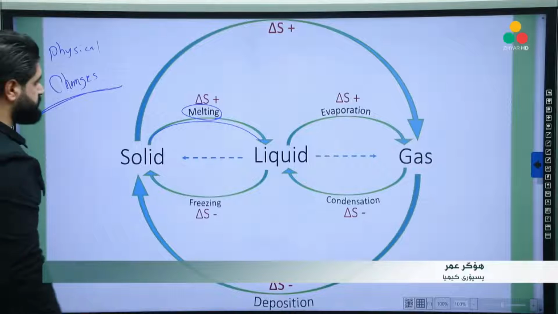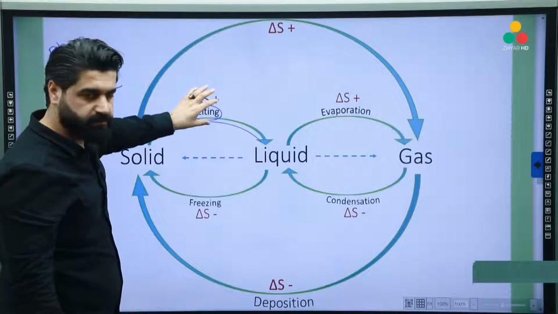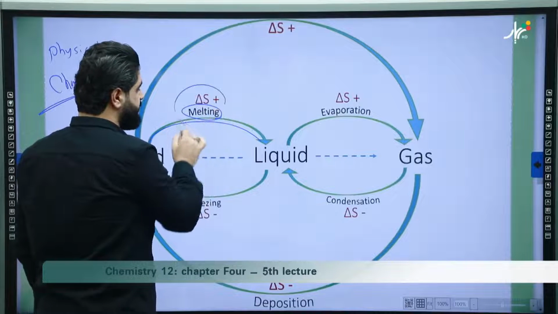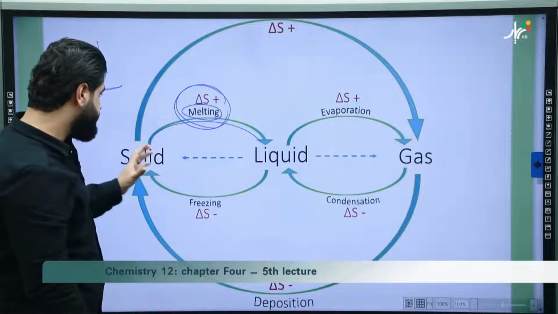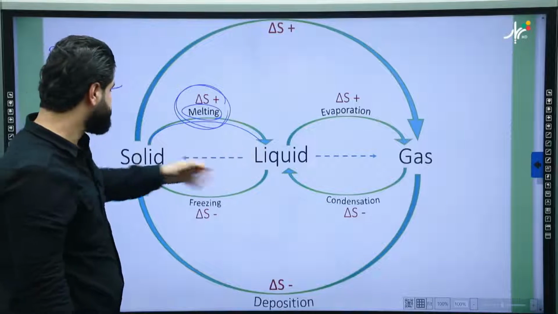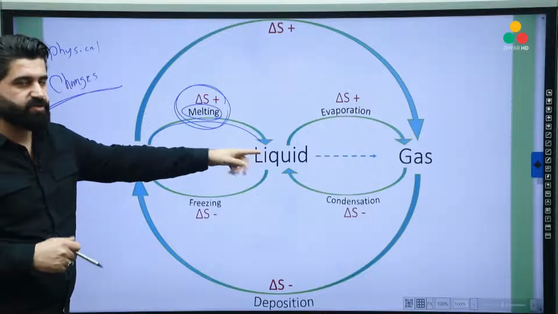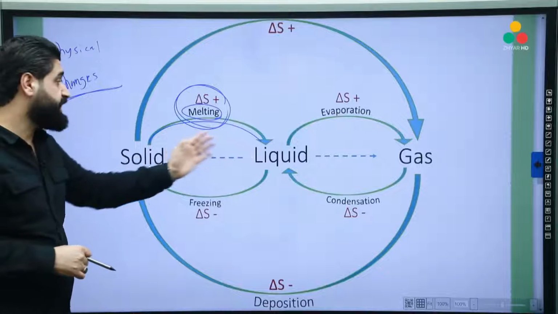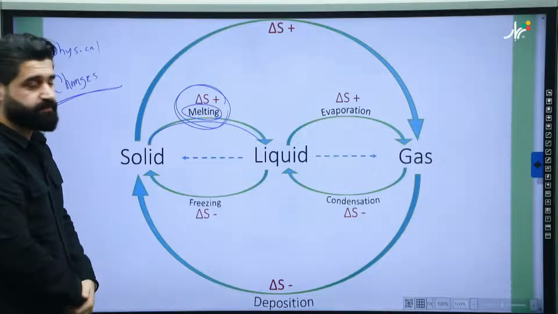These are physical changes. Conversion from solid to liquid is called melting. In melting, delta S is positive. If we compare particles in liquid to the solid, which one moves faster? Of course, the liquid. So which one has higher randomness? Of course, the liquid. That means it's increasing in randomness, so delta S is positive.